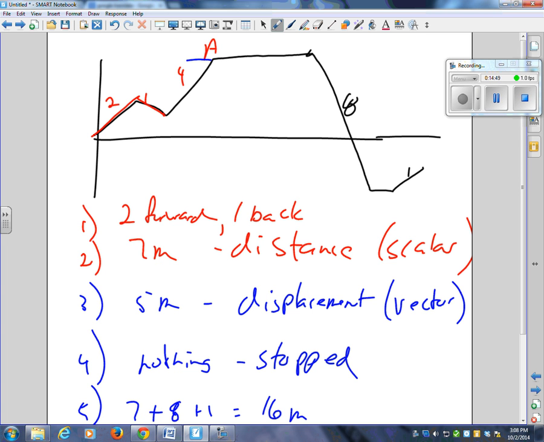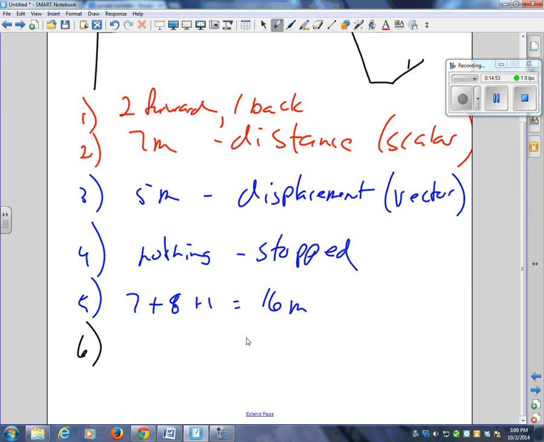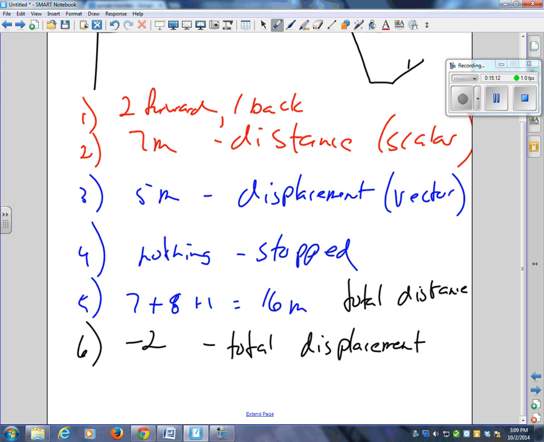Okay, number 6. How far is the cart from the starting point when it gets to the end of the trip at point C? -2. Yeah, exactly. What is this called? We're talking about cars. This is the total distance. And this one would be the total displacement. Exactly.